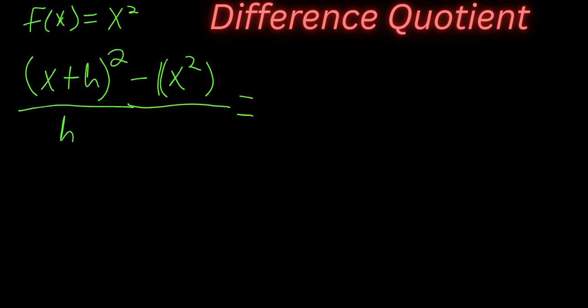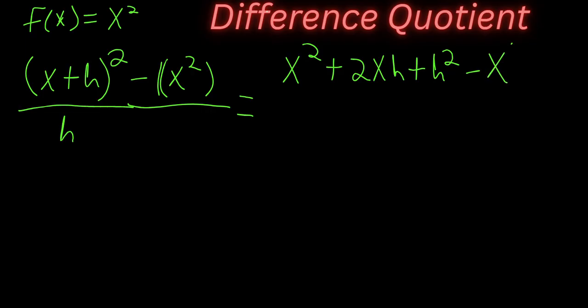All right, so we can distribute that over. What we do is we FOIL x plus h, and of course we get x squared plus xh, plus xh plus xh, plus h squared, minus, and let's go ahead and distribute the minus x squared. All of that divided by h.